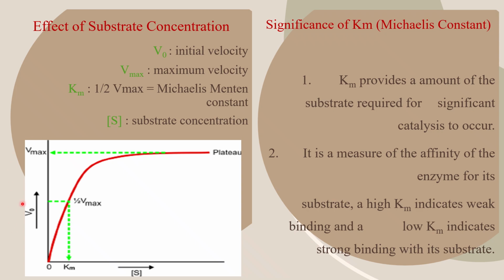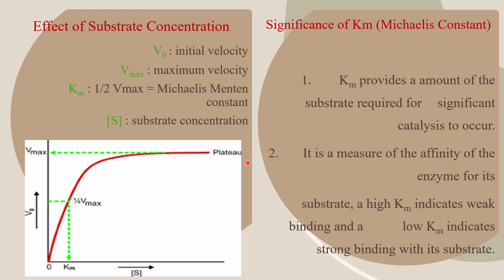And what are these terms? The V0 is the initial velocity, while the Vmax is the maximum velocity, and Km, what is Km? Km is also known as the Michaelis-Menten constant. It is basically the substrate concentration, expressed in moles per liter, at half maximum velocity. That means the concentration at which the system can acquire the half maximum velocity. So that is the Michaelis-Menten constant, and S is the substrate concentration.